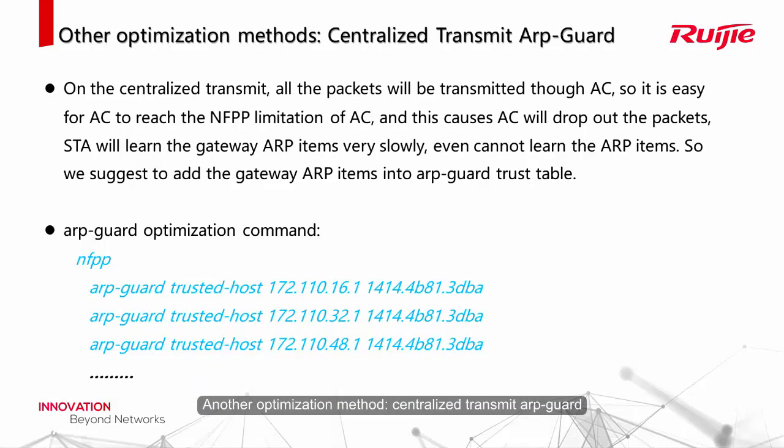Another optimization method: centralized transmit ARP guard. We all know during centralized transmit, all the packets are transmitted via the AC, so it's easy to reach the FPP limitation of the AC. Once the number reaches the AC limitation, the AC will drop the packets. It will cause the STA to learn gateway ARP items very slowly, or even be unable to learn ARP items. So at this time, we suggest to add gateway items into the ARP guard trust table, and the commands are shown in the slide.